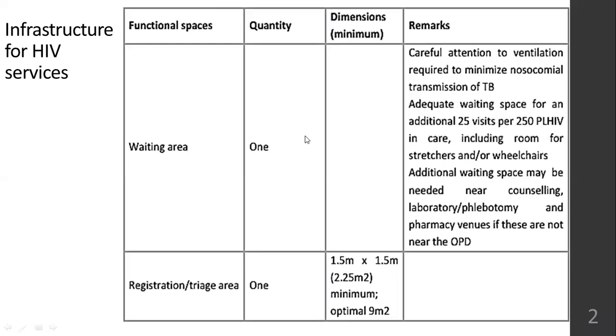Areas for stretchers and wheelchairs should be provided to park them. Additional waiting space could be required to give counseling, and for phlebotomy, laboratory phlebotomy, where blood withdrawal is done and blood samples are collected, and pharmacy venues. If these are not near the OPD, additional waiting space for these also should be given. So 25 plus at least 10, for people who have come to give blood samples or people who are waiting for OPD.